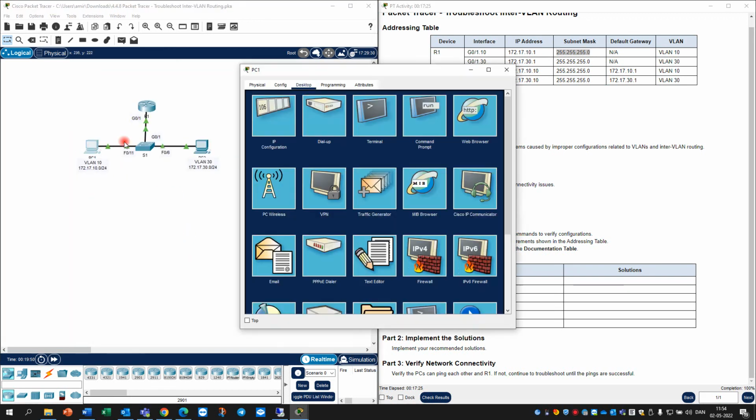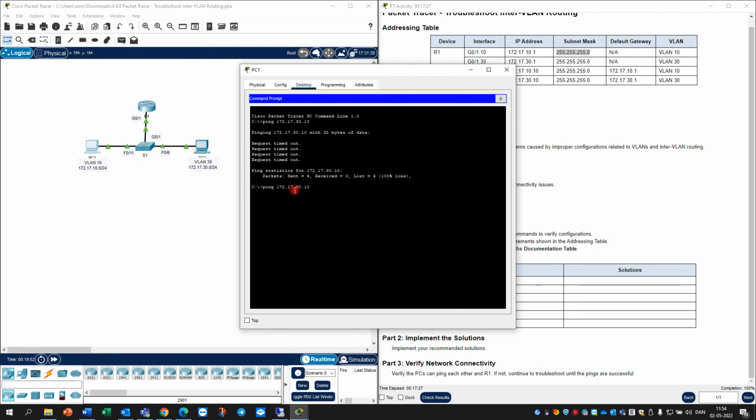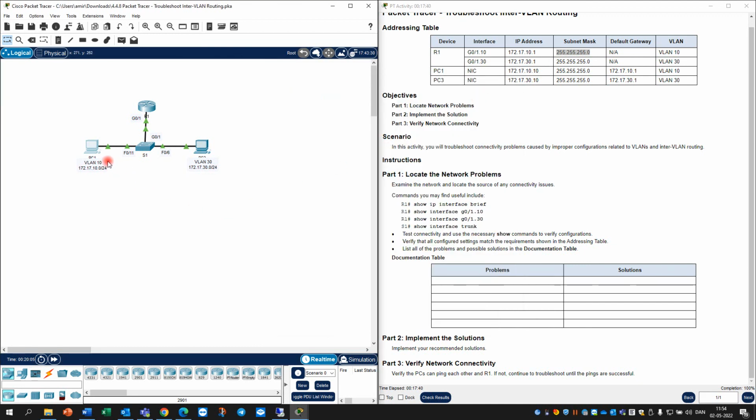And right now we can go to PC1 and try again to ping each other, and wait for the result. You can see both of them can ping each other, and VLAN 10 PC1 can ping PC3.